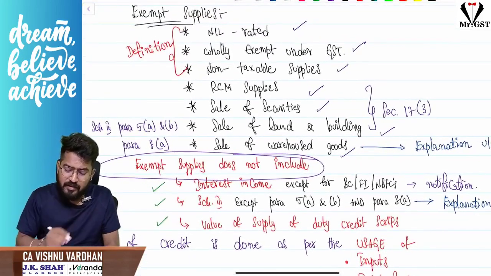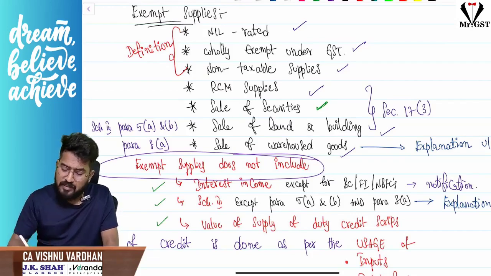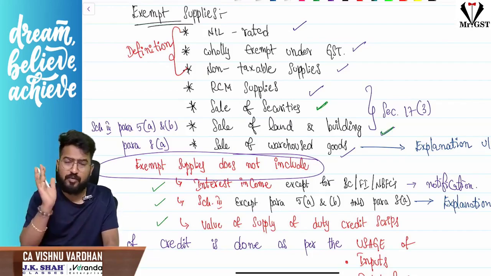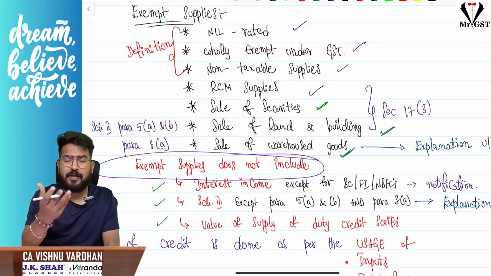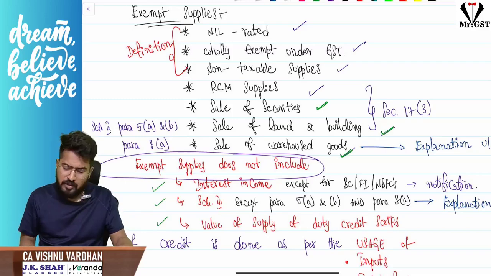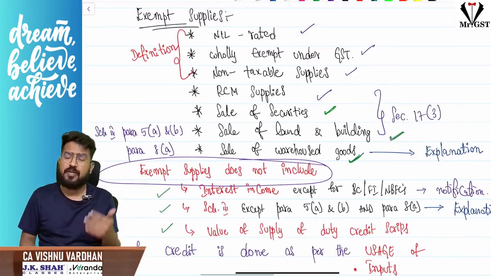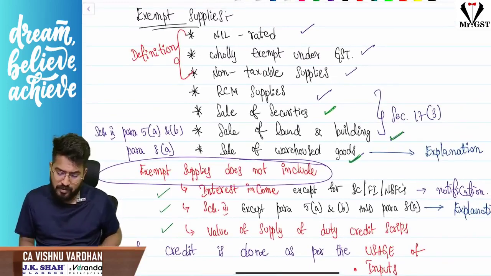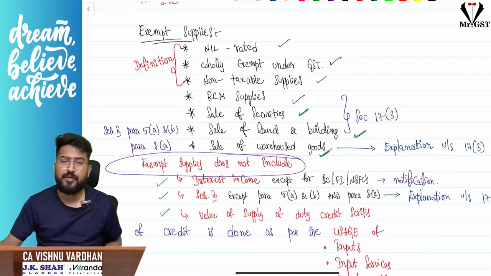Now here, sir, when I am selling securities, what value should I take? 1% of the transaction value, that you take as value here. When you are selling land and building, the stamp duty value, whatever is there, that you take as value. For sale of warehoused goods, what value should I take? Take the value as the value adopted in the duty free shops. Clear? So that is the concept. Okay, fine, sir. We have understood the meaning of exempt supplies. Now let us move on to rule 42 and 43.